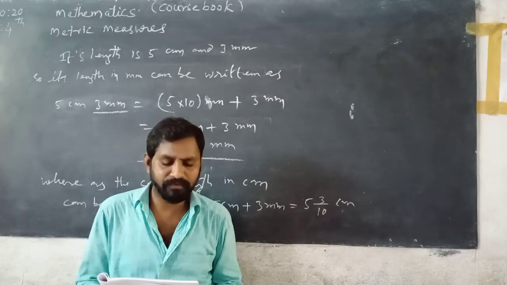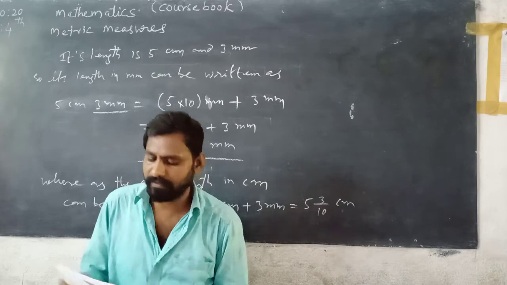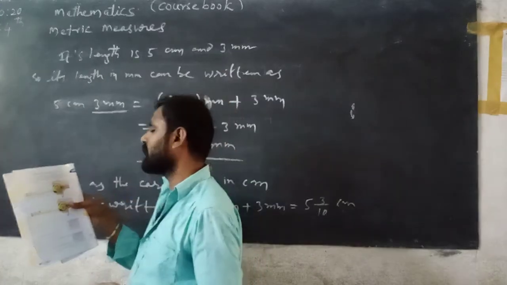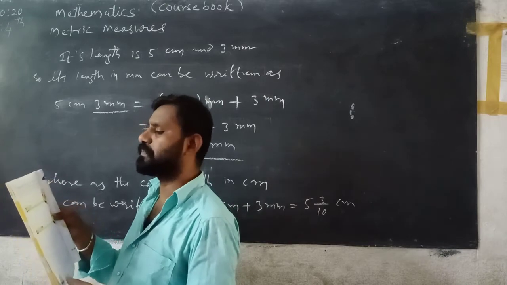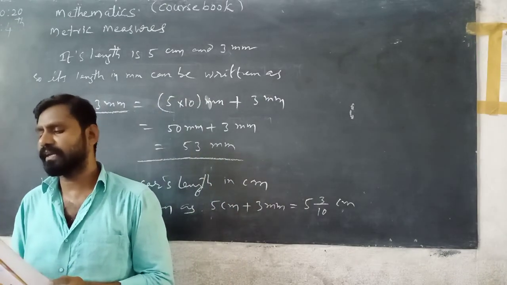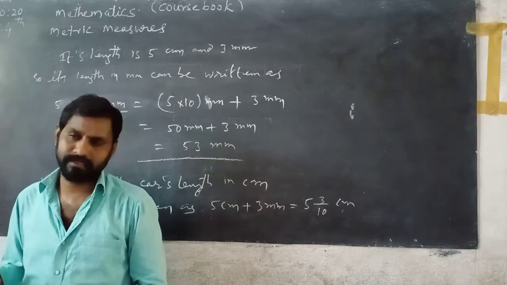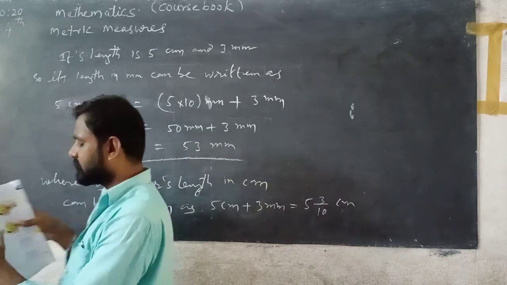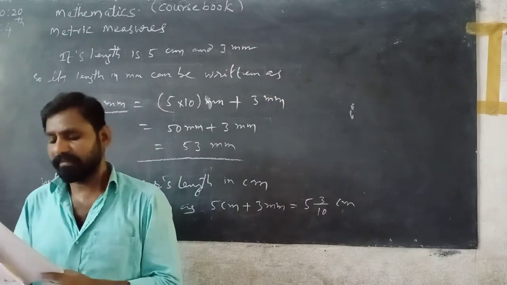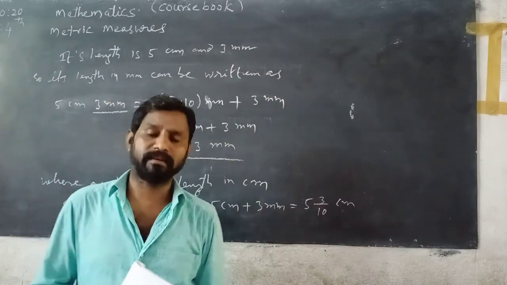Two pieces of wood are measured as shown below. See here, these wood pieces. The carpenter has to join these two pieces together and estimate the total length. How can he make an estimate? See here, this is the first one, this is the second one. So the length of wood one, how many? 5 centimeter 8 millimeter.